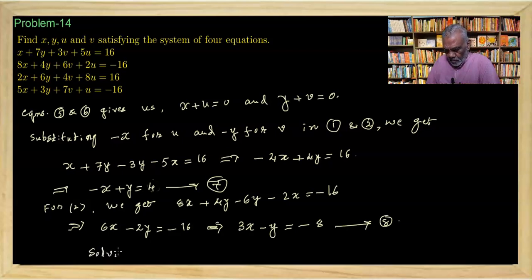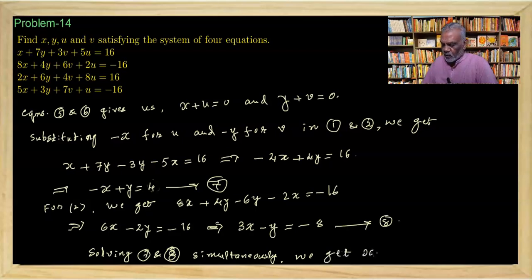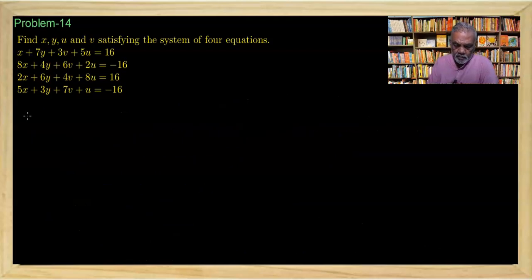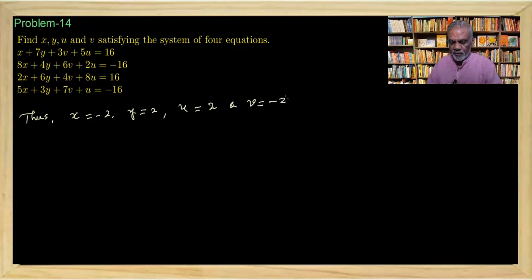Solving 7 and 8 simultaneously, we get x is equal to minus 2 and y equal to 2, and thus x is equal to minus 2 and y is equal to 2, and u is equal to 2 and v is equal to minus 2. This is the solution for the equations.